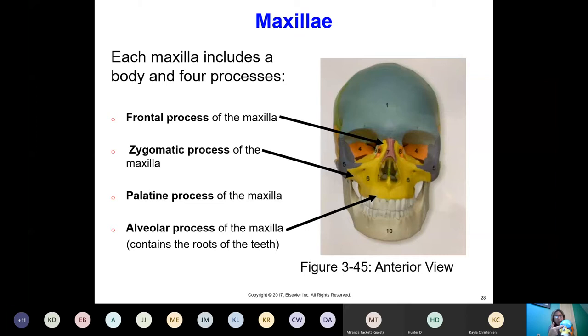The zygomatic process is where the maxilla comes out and meets the zygomatic bone. The palatine process is where the maxilla meets the palatine bones. So this is the part of the maxilla that meets the palatine bones. And the alveolar process, here's one we haven't talked about yet. Alveolar refers to the bone that surrounds the teeth. So your alveolar bone is the bone that houses the roots of your teeth. So the alveolar process is where the maxilla meets the alveolar bone that contains the roots of the teeth.